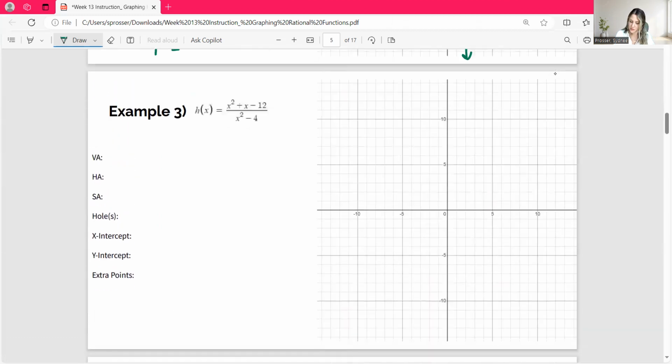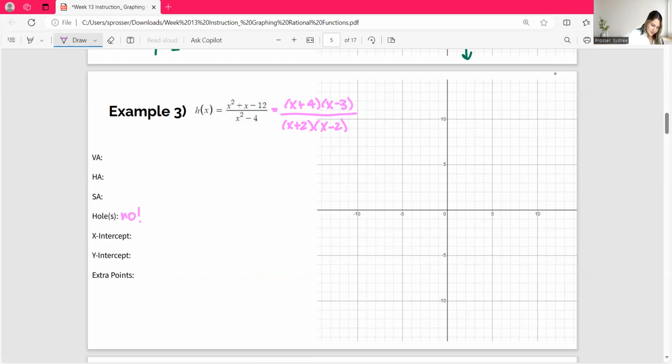Okay, first thing we do is we factor anything that I can. So we're going to factor our numerator here, x plus 4 times x minus 3. And then x squared minus 2 factors to x plus 2 and x minus 2. Nothing cancels. So as soon as I see nothing cancels, I know I've got no holes.